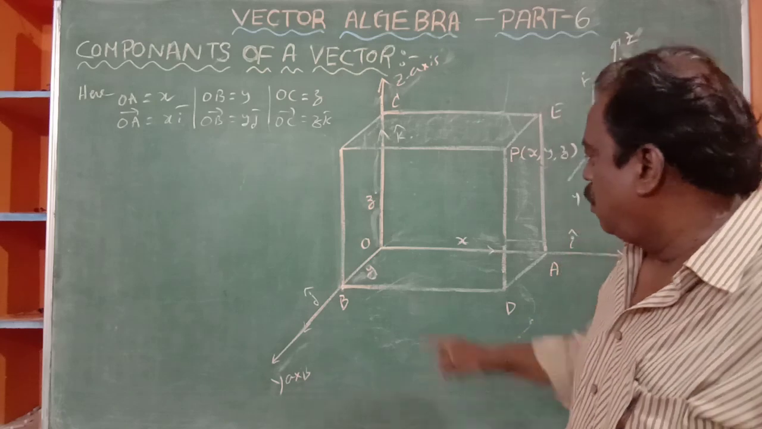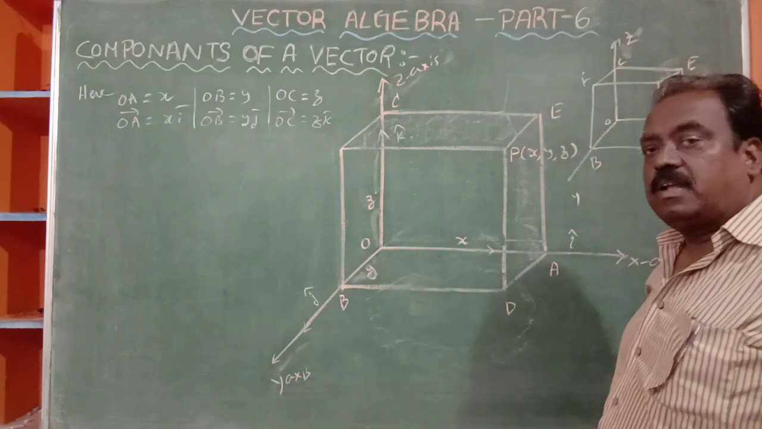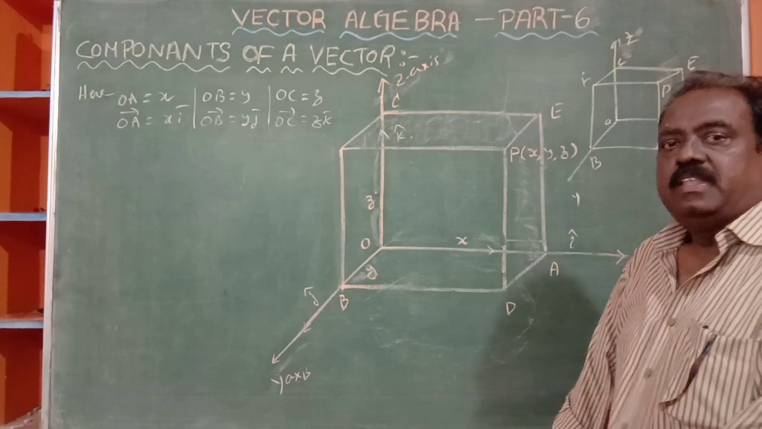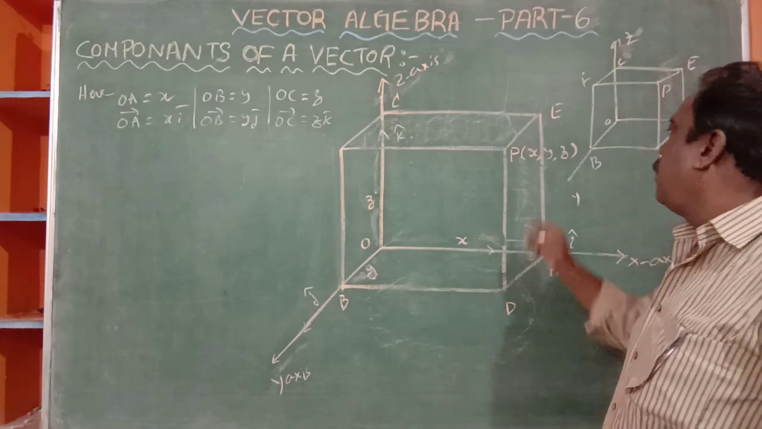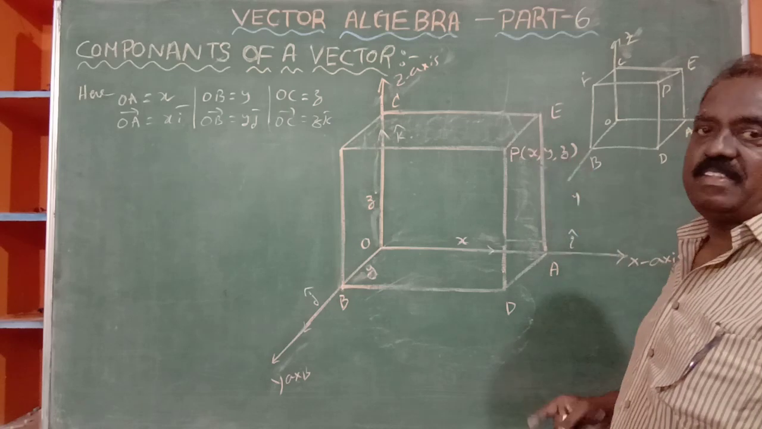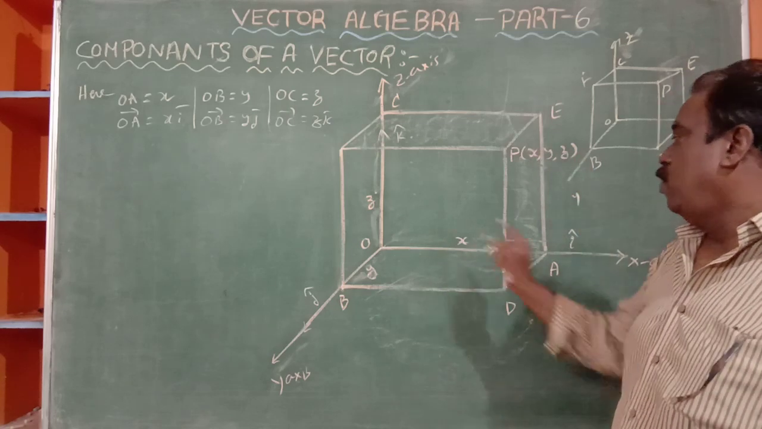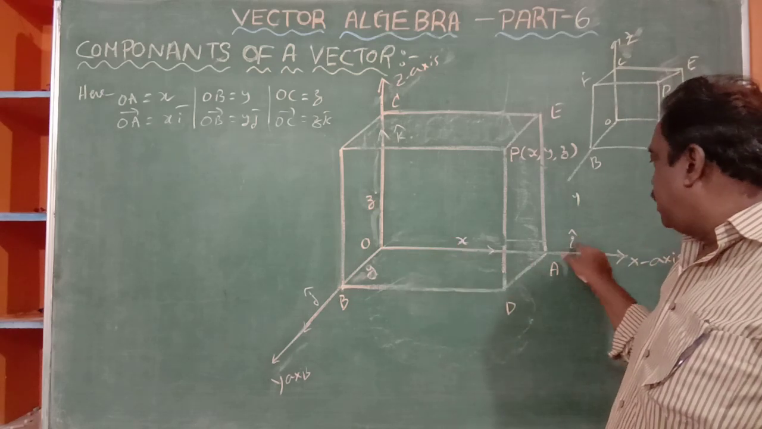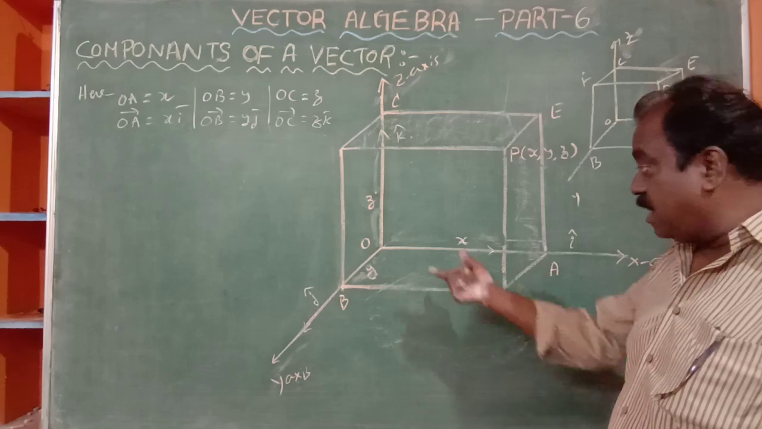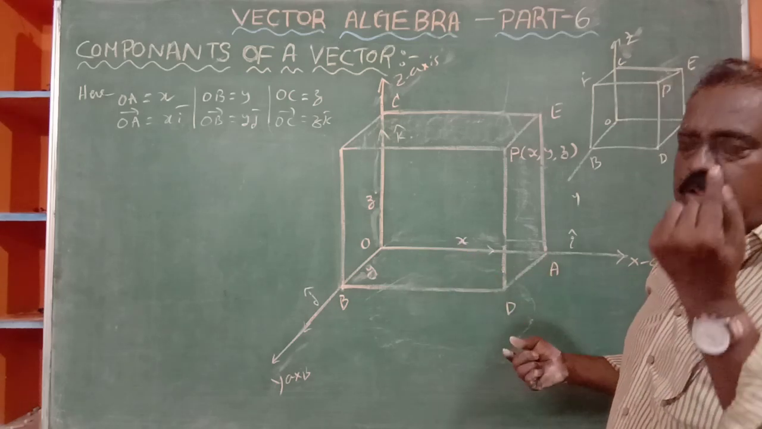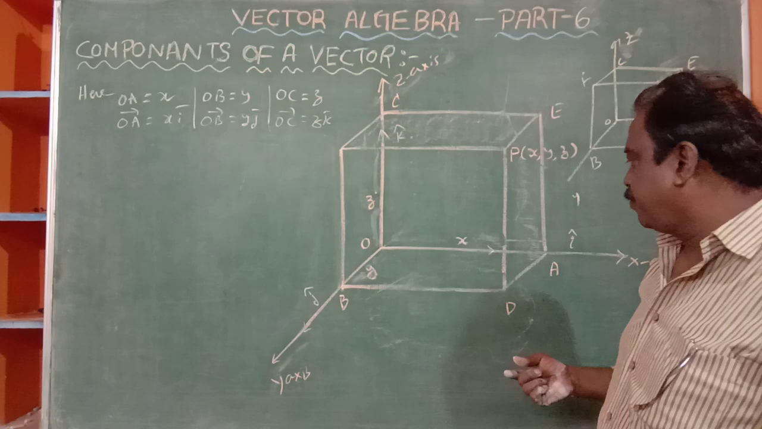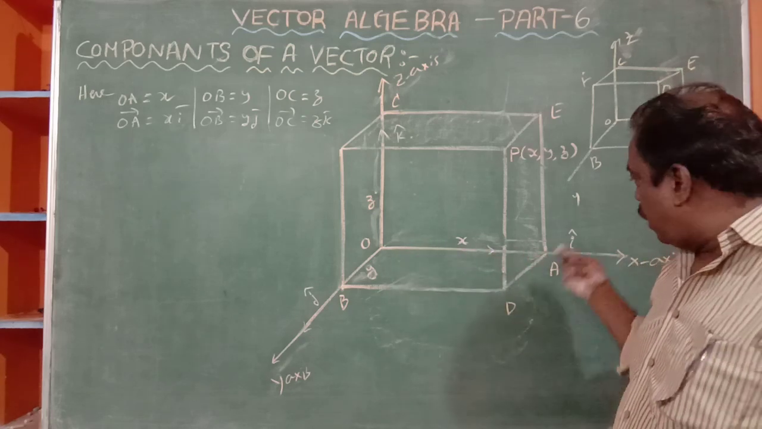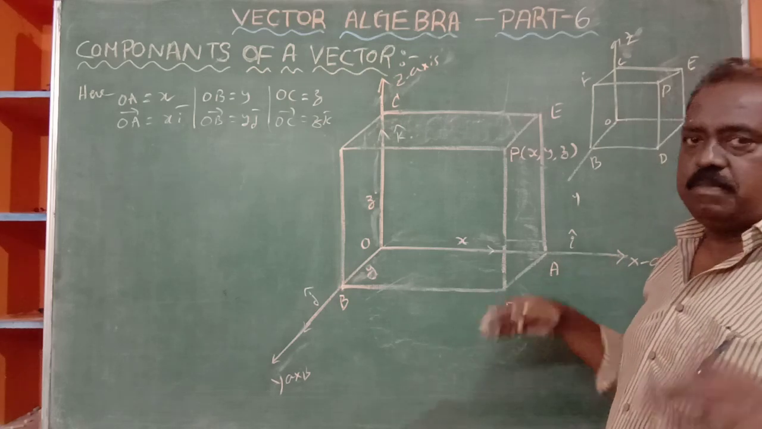Now you see, what about the vector OA? OA is x units length. We know it well from three-dimensional geometry. P is a point having x-coordinate, y-coordinate, z-coordinate as x, y, z. OA is x units length, and it has direction i cap. i cap means the unit vector along the x-axis, meaning 1 unit length direction. So in this x-axis, what is the direction? i cap is the direction. Of course, i cap is a unit vector.